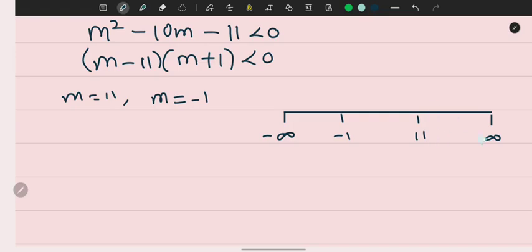The first one is from 11 to infinity. Let's pick 12. When you put 12 here, that will be (12 minus 11) times (12 plus 1). Obviously 12 minus 11 is 1, 12 plus 1 is 13, so 1 times 13 is 13, which gives a positive number. It is not compulsory that you pick 12. You can pick any number greater than 11. So this region gives plus.